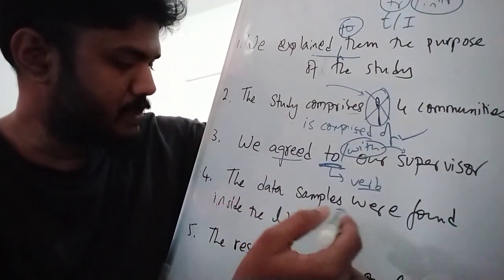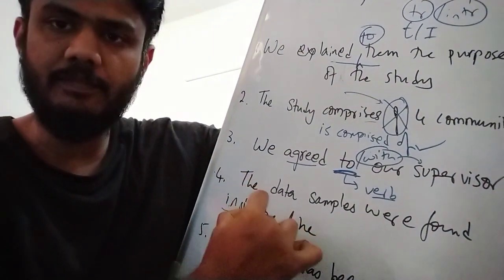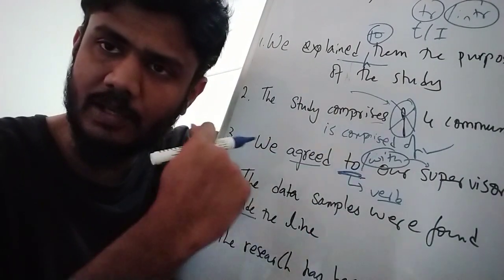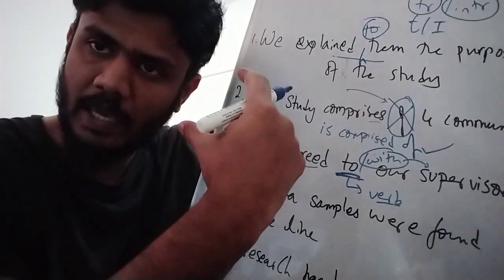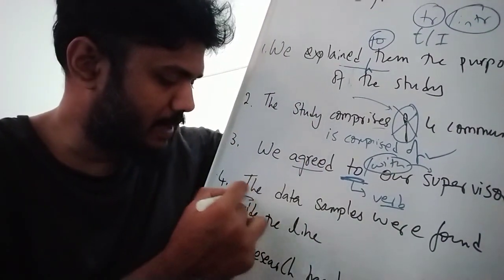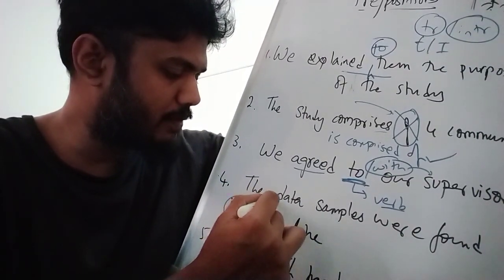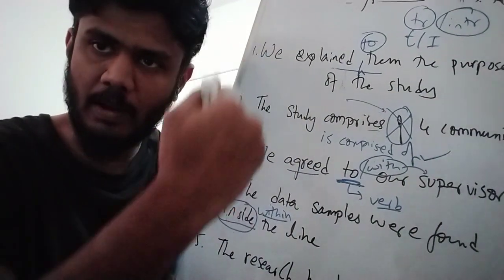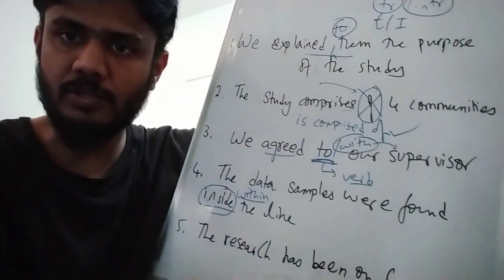"The data samples were found inside the line." Right? Inside. You can't have something inside a line. A line is not an enclosed area, right? So what is the right preposition that you can use? You can say we found something within the line. Within the boundary of the line. So within is a better preposition to use over here.